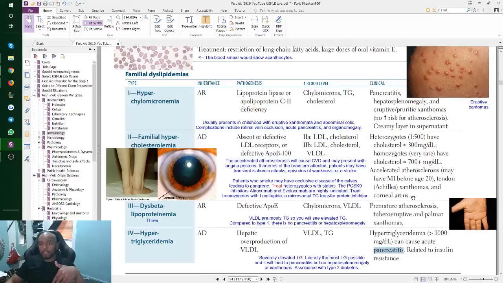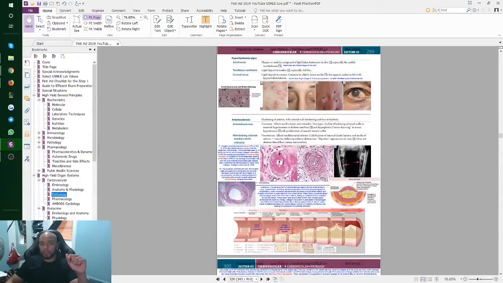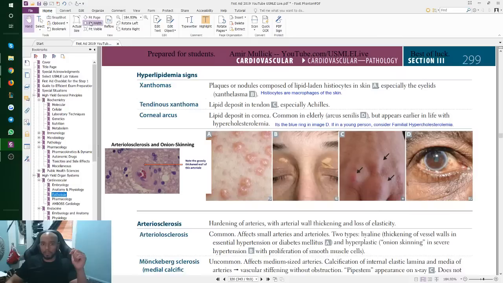Type 2 is the one that has the Achilles tendon xanthoma and a corneal arcus. Whereas type 3 is the one that has your palmar and tuberoeruptive xanthomas. Right? Completely different scenarios for all 3 of them. You won't get, for example, the Achilles tendon xanthoma in type 3 or type 1. It doesn't work like that.